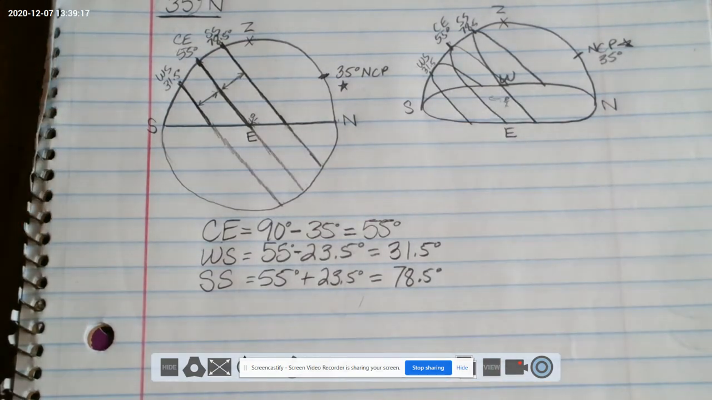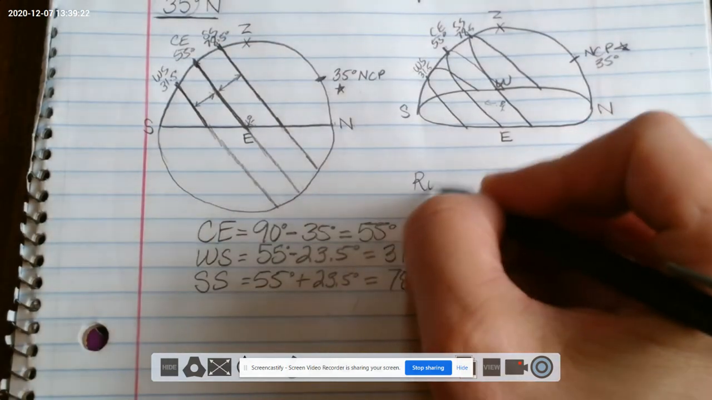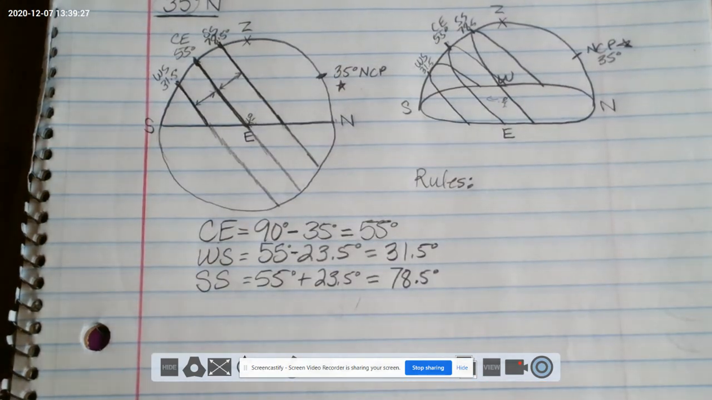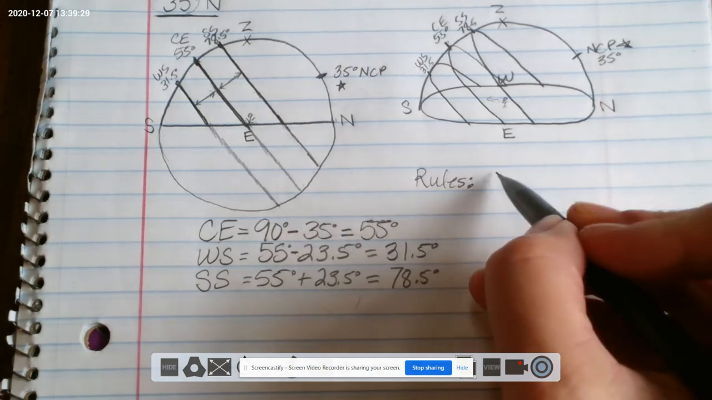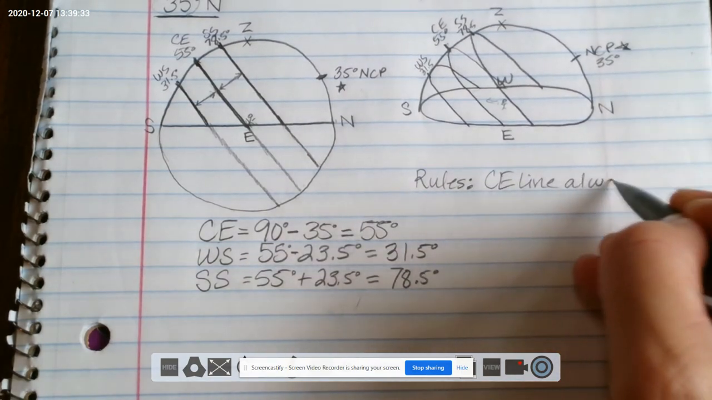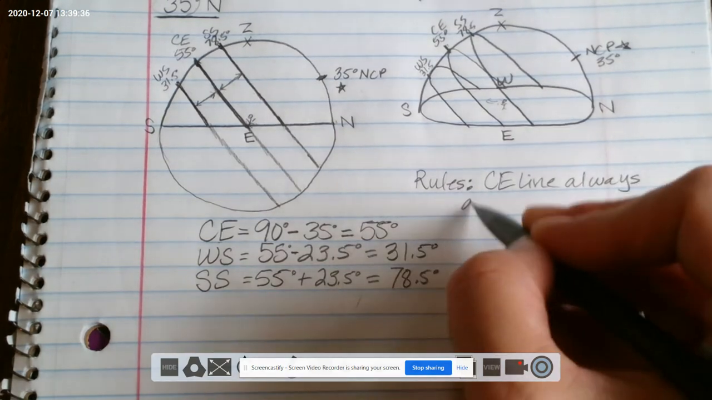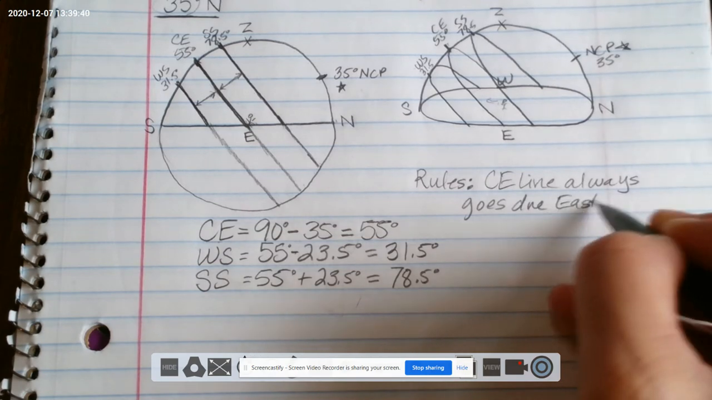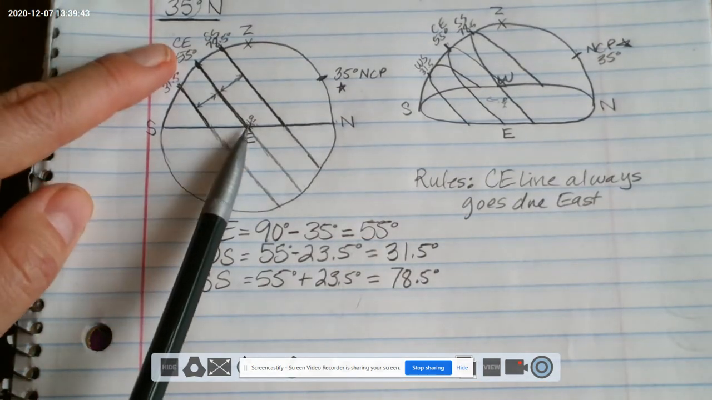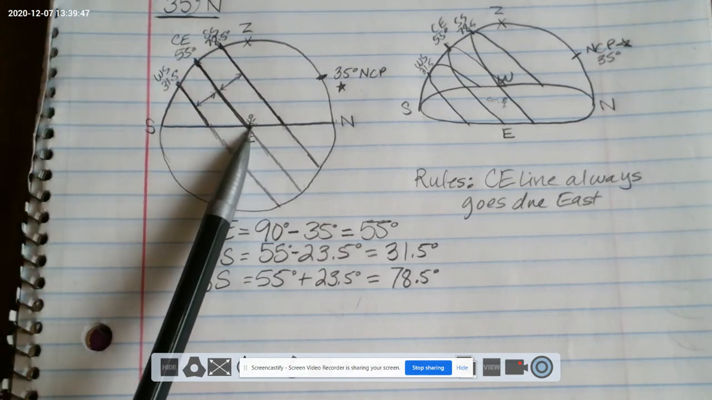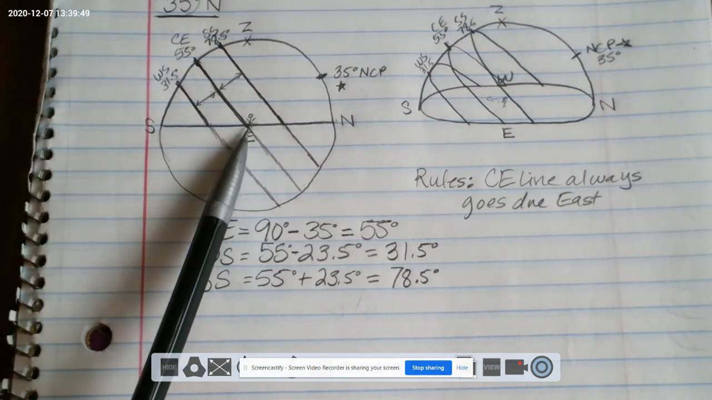Okay? So a couple of rules to think about. Rule number one is that the celestial equator line always goes due east. So no matter what, you have to put the celestial equator line to the point that you marked as east, which is right in the center of the celestial sphere.